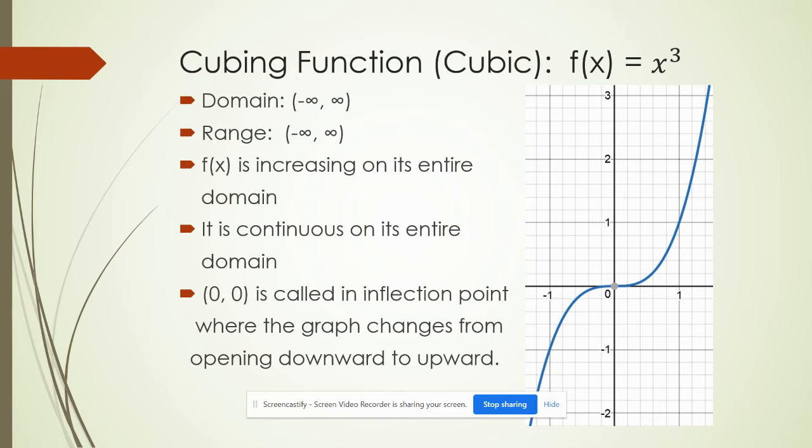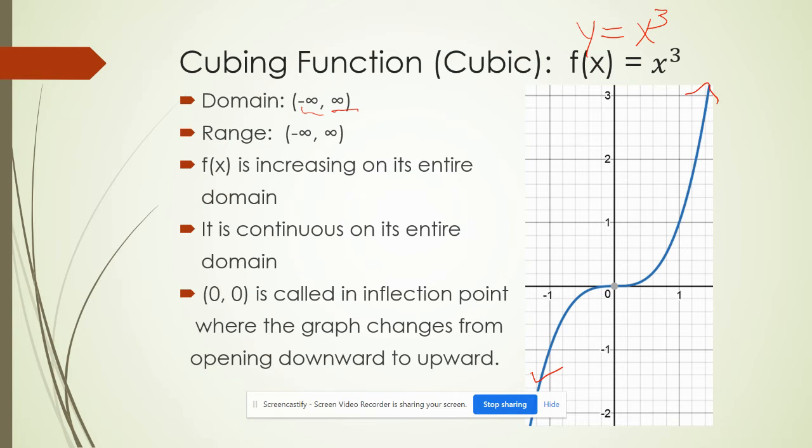Our cubic function, f of x is equal to x cubed, or y equals x cubed. It looks like this graph over here on the right. There are arrows at either end. So on the left side, I have an arrow. That's negative infinity for domain. On the right side, I have an arrow. That's positive infinity for domain.